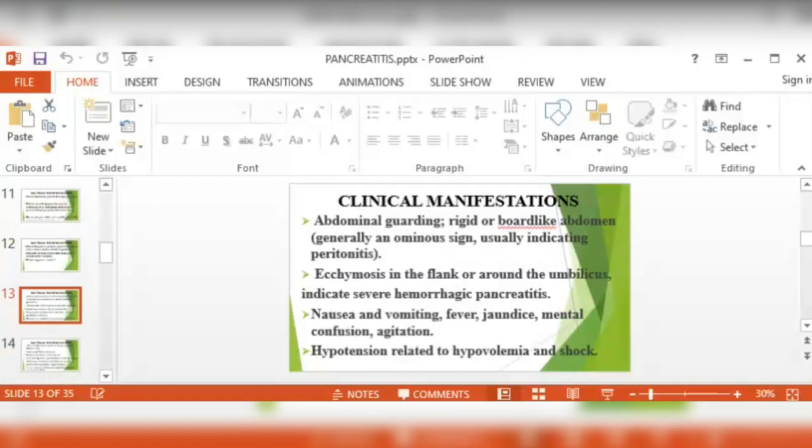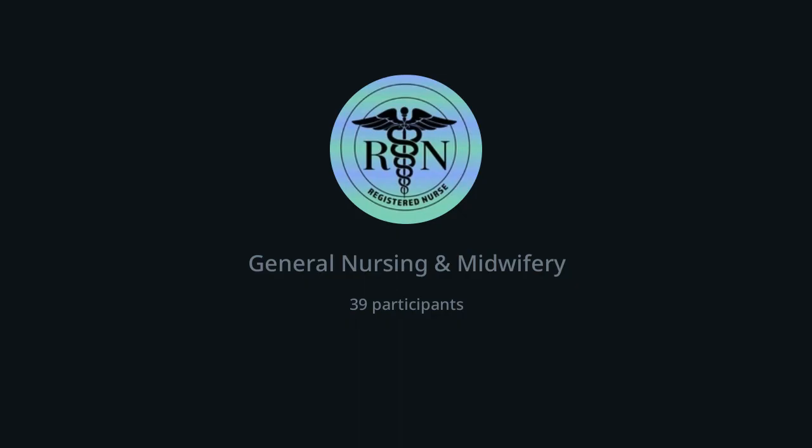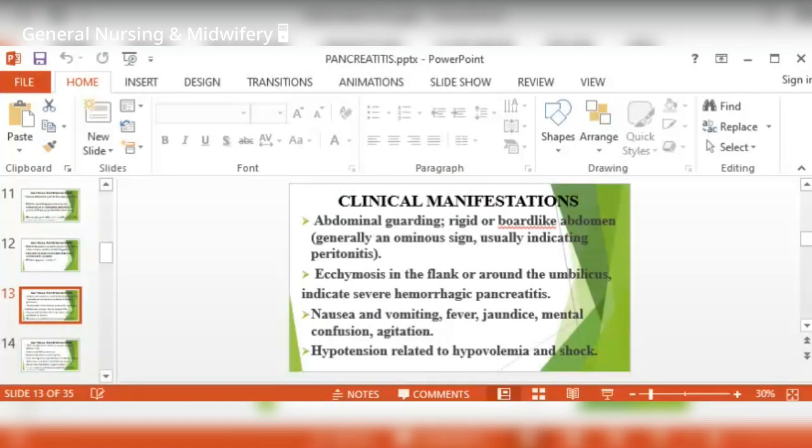So rigid or board-like abdomen is generally an ominous sign, usually indicating peritonitis. So we call it the ominous sign, whereby the patient will be stooping. Then we have something called ecchymosis in the flank or around the umbilical region or the umbilicus, which indicates severe hemorrhagic pancreatitis. The flank, you know the flank, your lateral side, the flank where your kidney is, you should know your flank. And then there will be nausea, vomiting, fever, jaundice, and all of those. Is that okay?